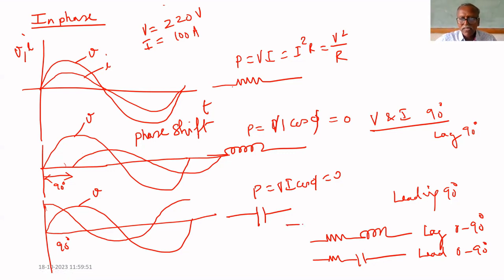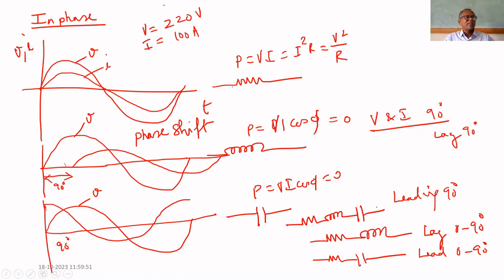Suppose I'm having a combination of three: resistor, inductor, and capacitor. In that case, the phase shift will be either lagging or leading. Which dominates? If inductor dominates, lagging. If capacitor dominates, leading. Both are equal, no effect, in phase. If inductor effect and capacitor effect are equal, then the circuit is called resonance.